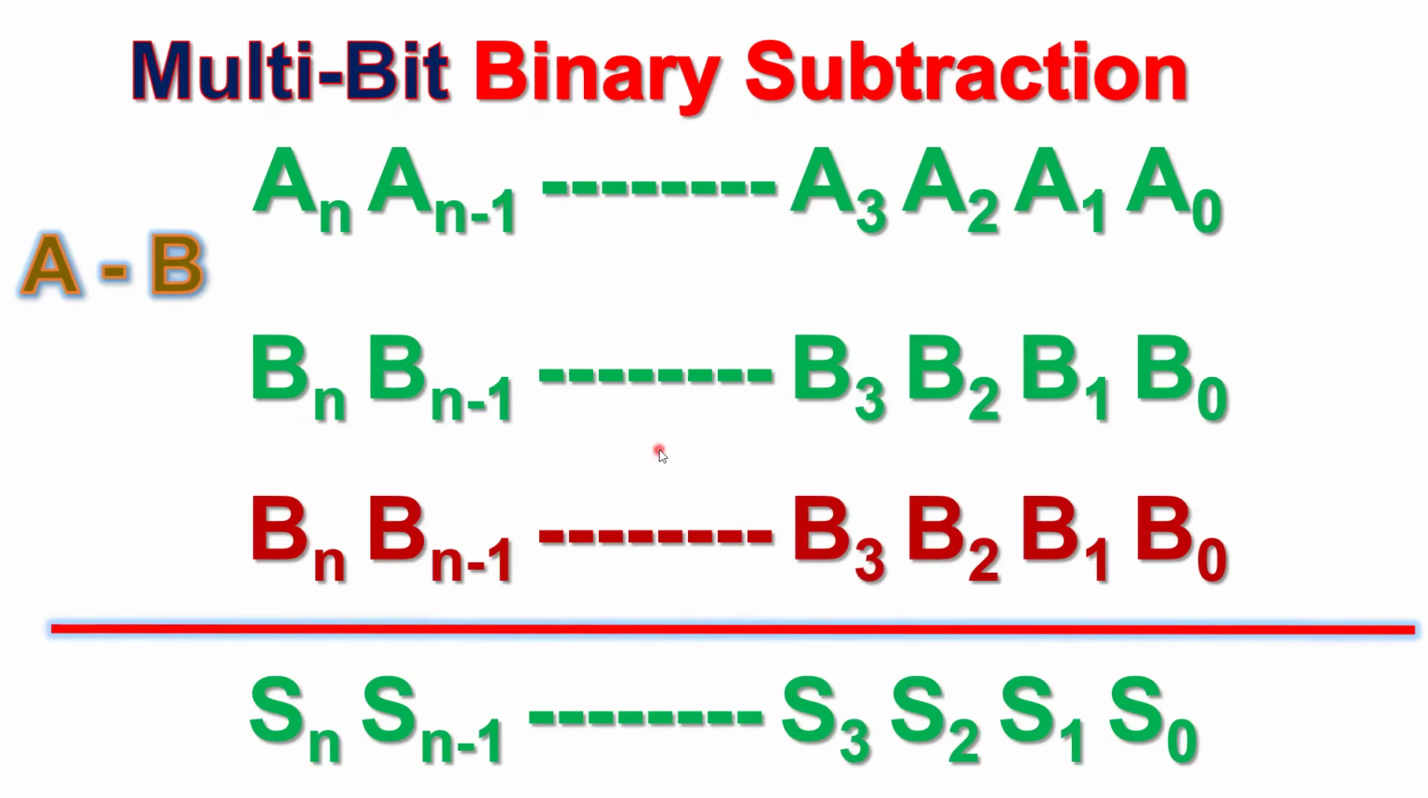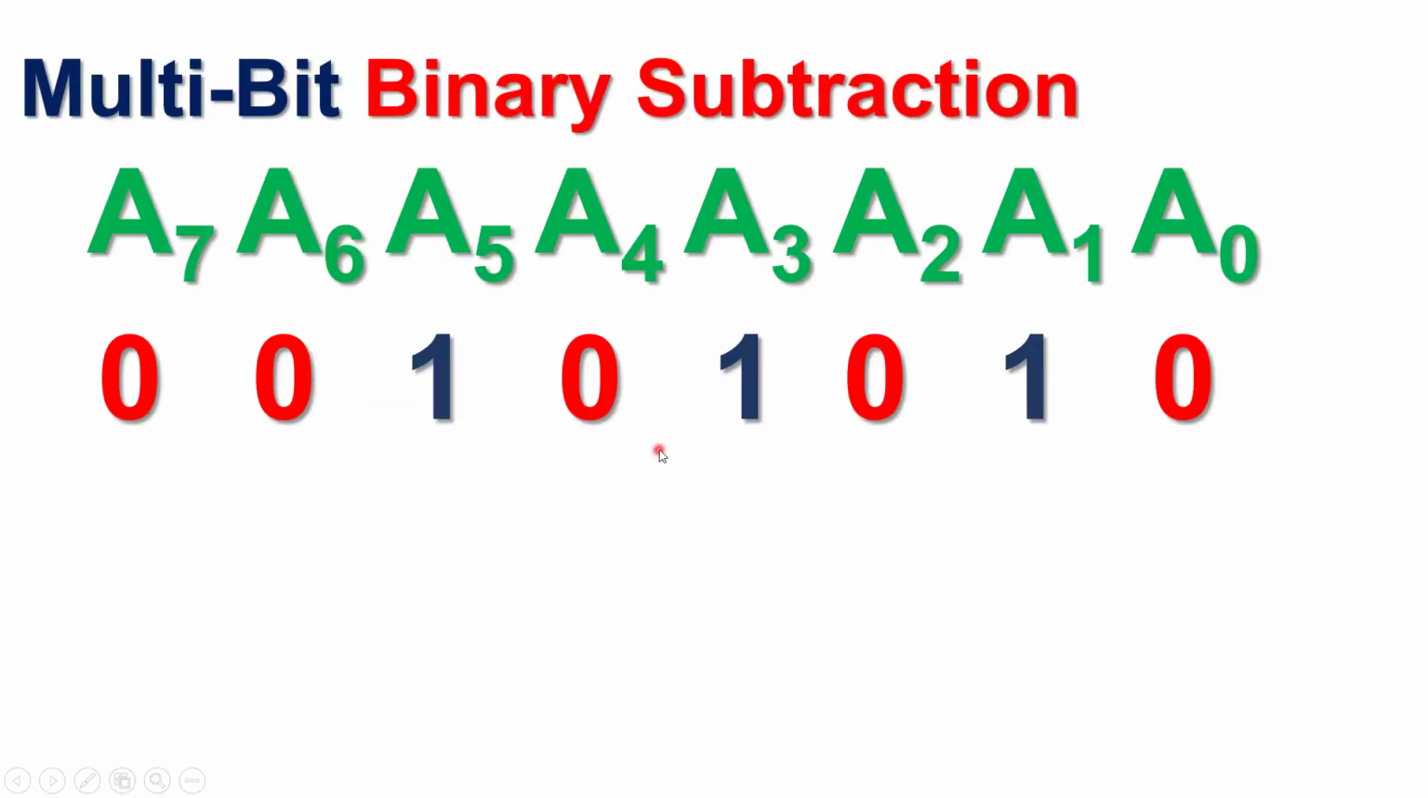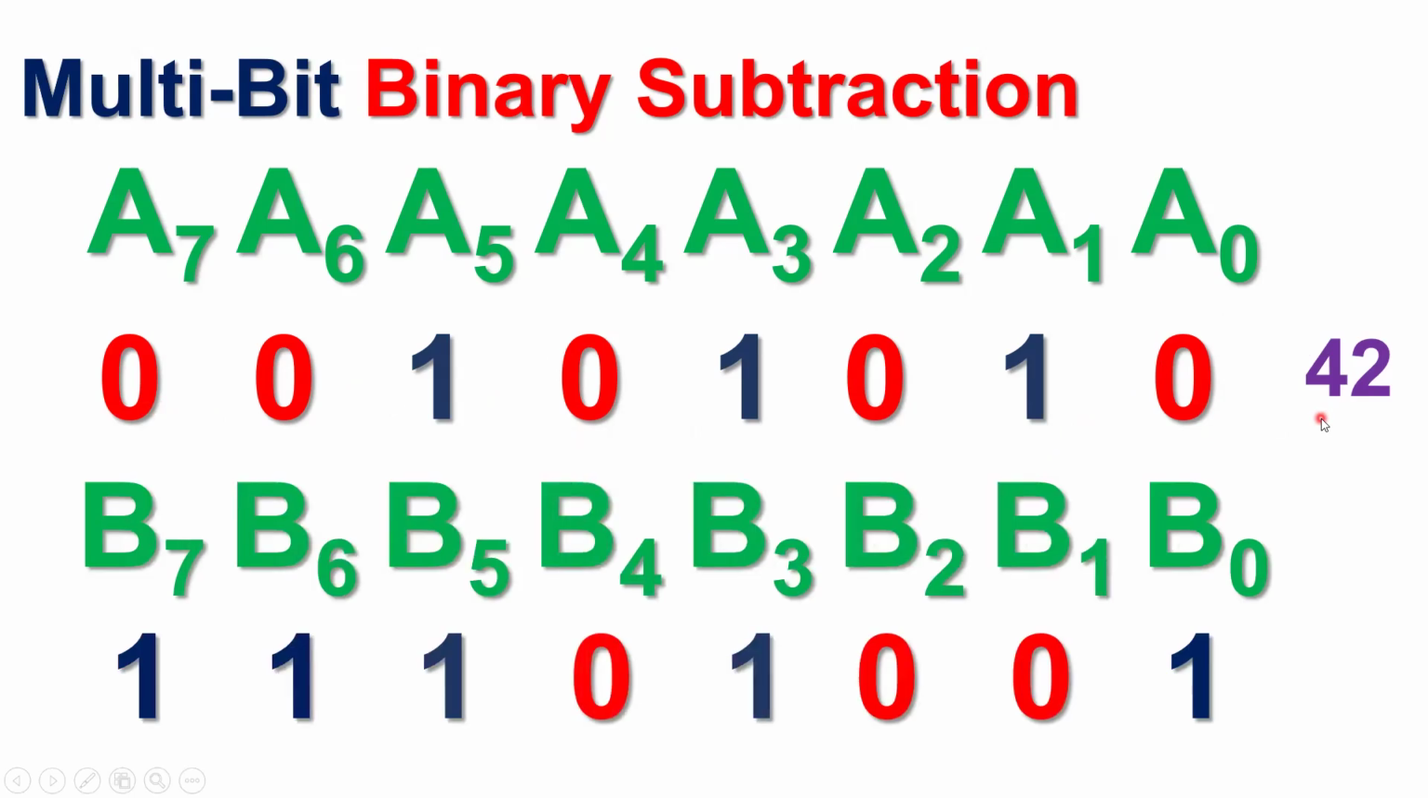So we'll see how this takes place by an example. Let's say you have an 8-bit number A0 to A7. There are a total of 8 bits. So the word size of number A is 8 bits. And its decimal equivalent is 42. You have another number B, B0 to B7, a word size of 8 bits, and its decimal equivalent is 233.